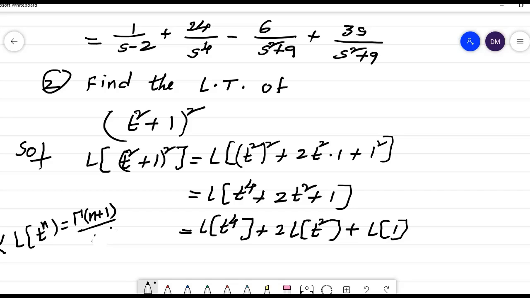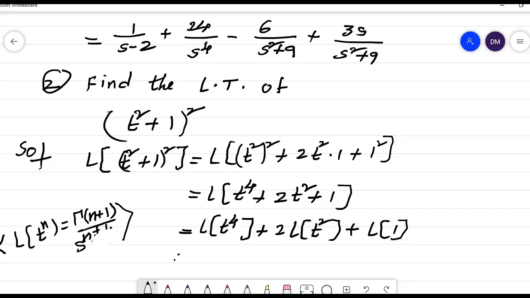This is in the form of L of t power n. What is the formula? Gamma of n plus 1 by s power n plus 1. So by using this formula we can write the L of t power n value, L of t square value.